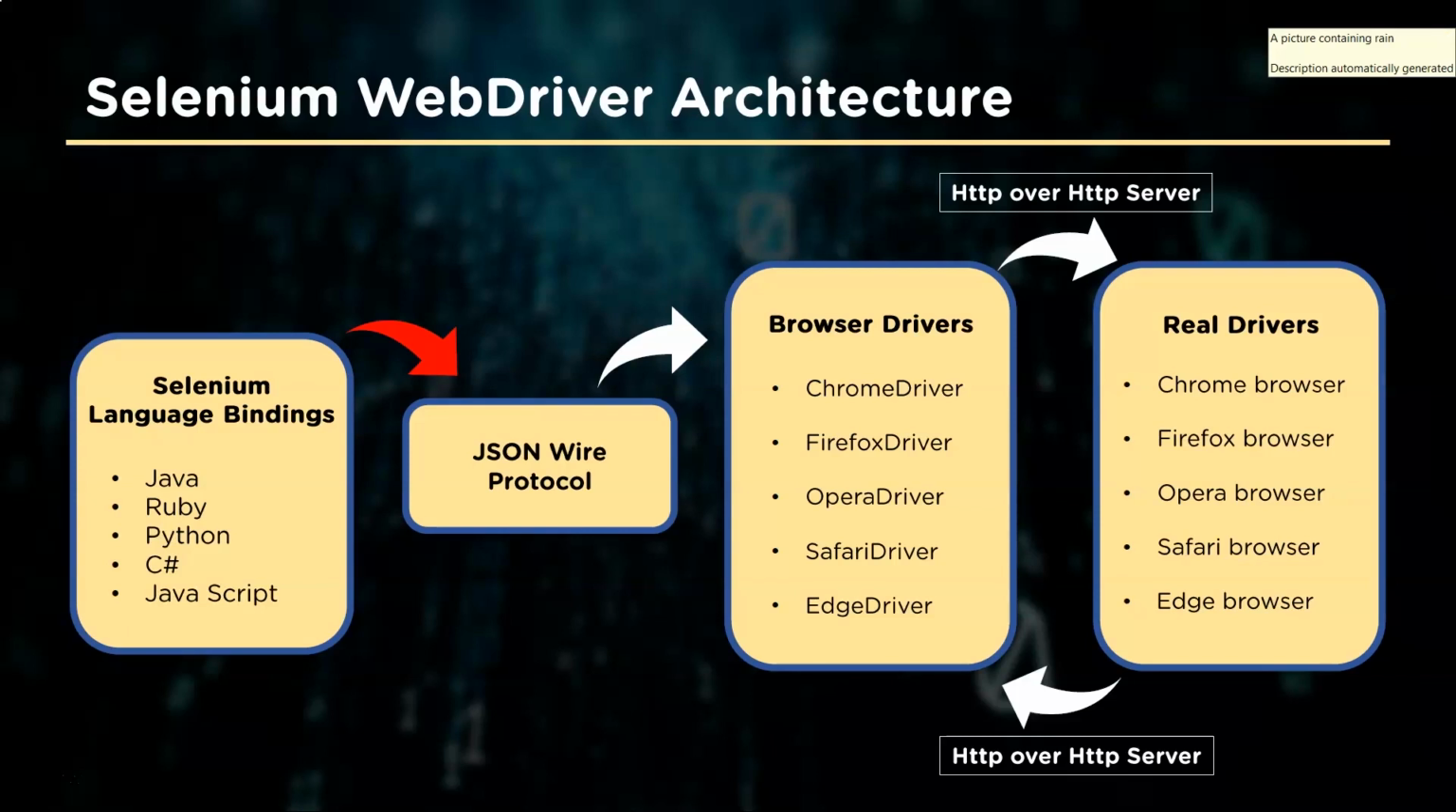Right from the language bindings, it will go to the JSON wire protocol. From there, it will be sent out to the browser drivers, whichever browser drivers you want to use, you can use. And then those drivers are going to connect with the real browsers, so that you should be able to see the exact end result.